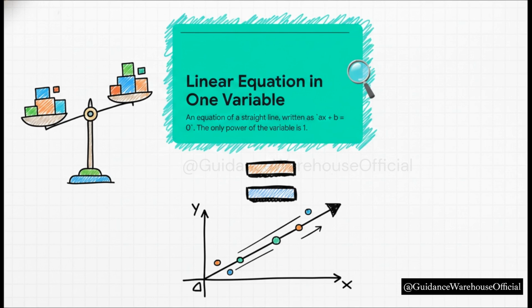And the best way to think about this is to picture a perfectly balanced scale. That equal sign is the pivot point in the middle. If you add 5 pounds to one side, you have to add the exact same 5 pounds to the other to keep things level. That one single idea, that's the key to solving everything.